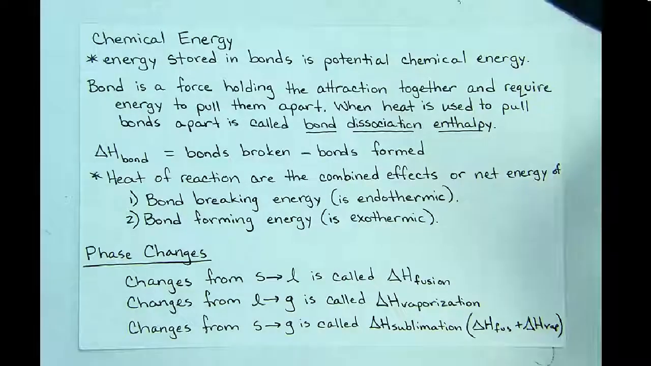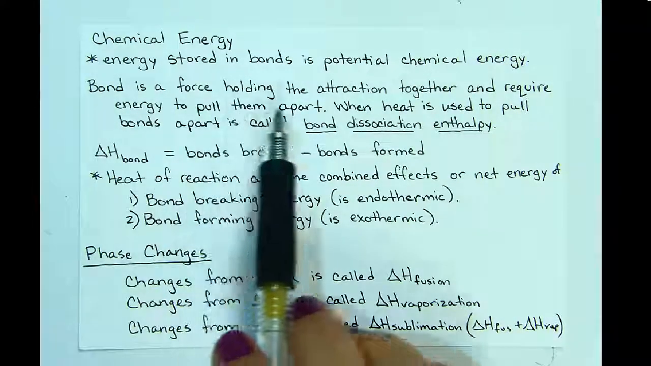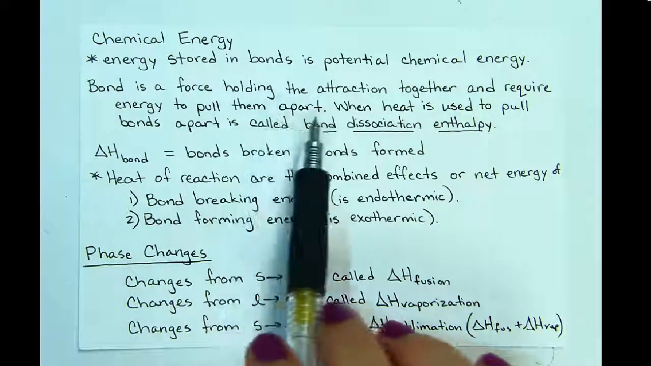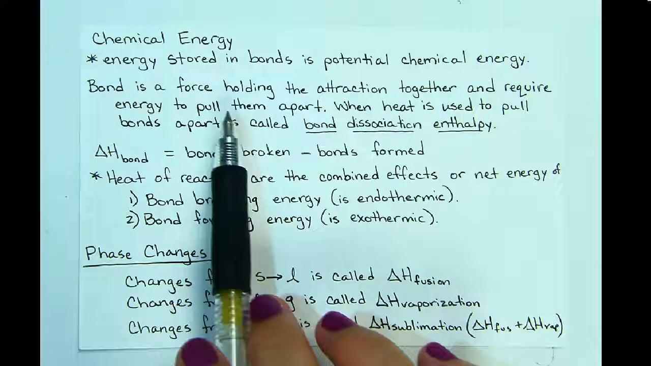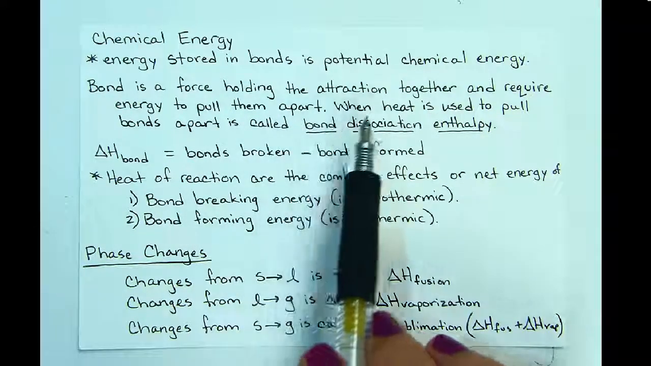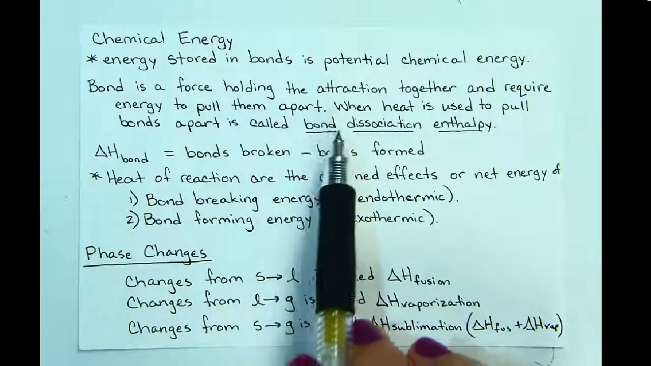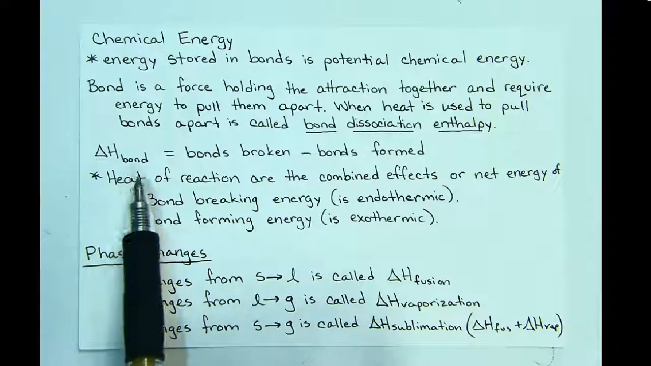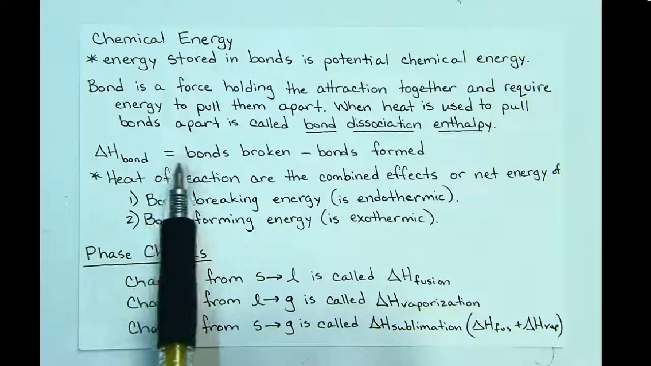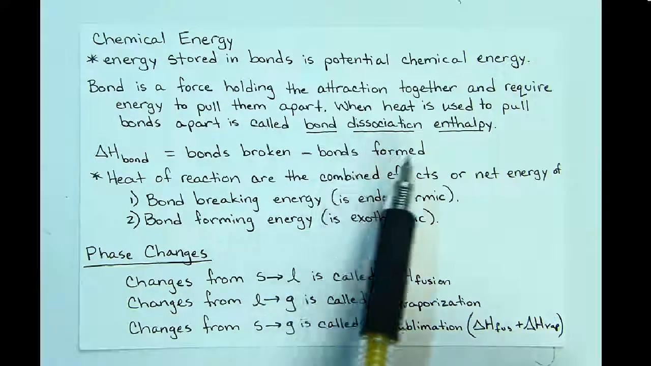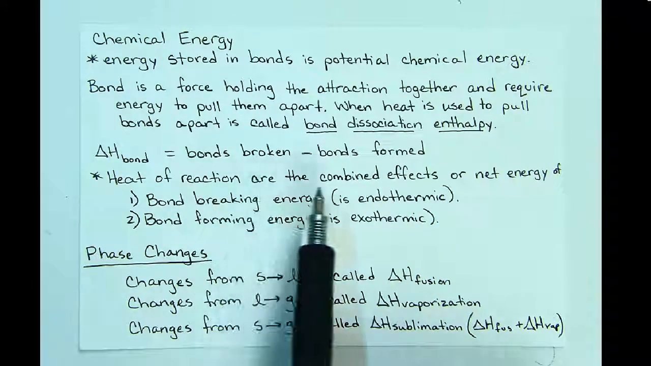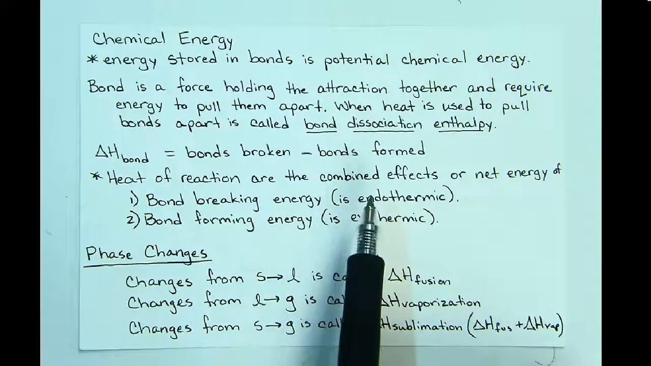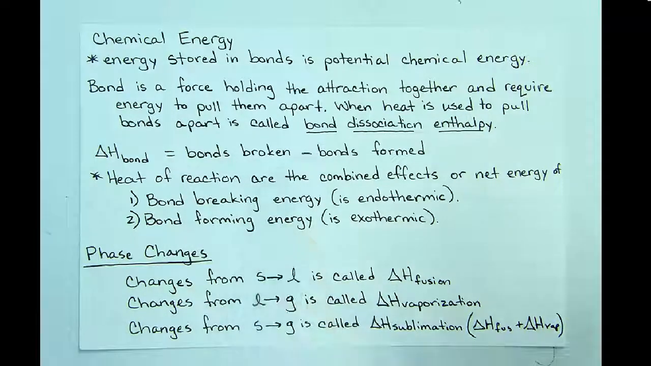Note card for this section. Chemical energy. Energy stored in bonds is potential chemical energy. A bond is a force holding the attraction together and requires energy to pull it apart. When heat is used to pull bonds apart, it's called bond dissociation enthalpy. The delta H of a bond, or of a reaction, is going to be equal to bonds broken minus bonds formed. Heat of reaction is the combined effects or net energy of bond breaking energy, which is always endothermic, and bond forming energy, which is always exothermic.